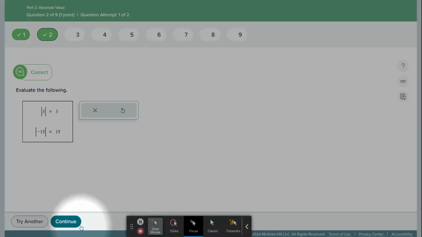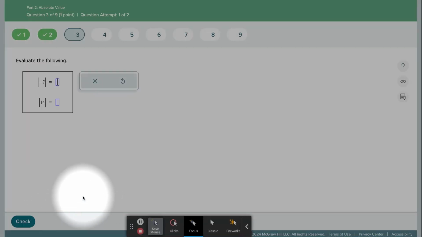Just slide this over. Okay, here we go. All right, the absolute value of -7. All that means is how many hops is -7 from 0 on the number line? It's 7 hops. What is the absolute value of 14? All that's saying is how many hops from 0 is 14 on the number line?